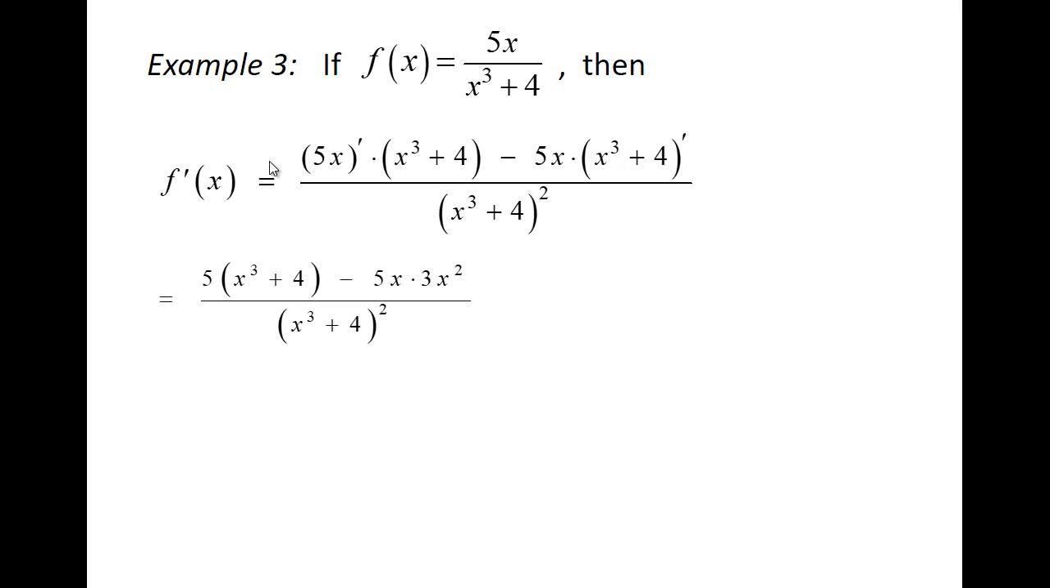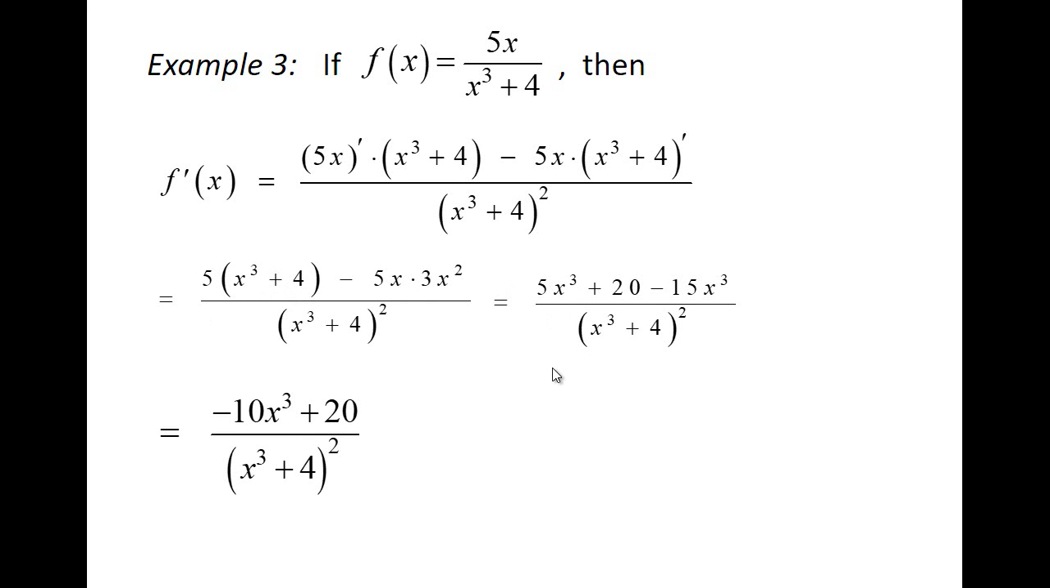So now the derivative of 5x is just 5, so I get 5 times x cubed plus 4, minus 5x times the derivative of the bottom, which is 3x squared. Now we just multiply out in the numerator and simplify. If we do that, we get 5x cubed plus 20 minus 15x cubed, and so we get 20 minus 10x cubed, divided by x cubed plus 4 squared.